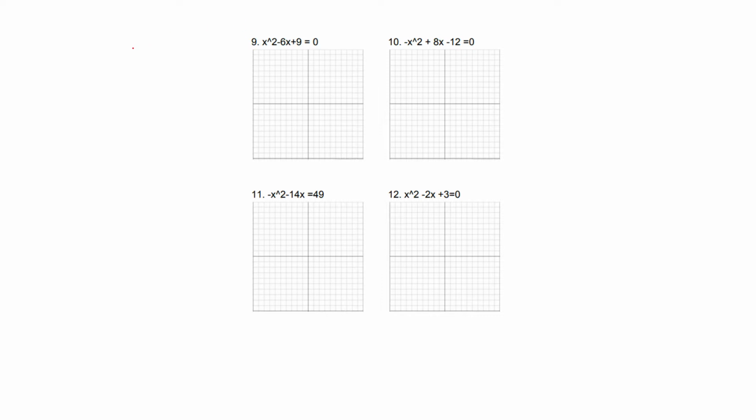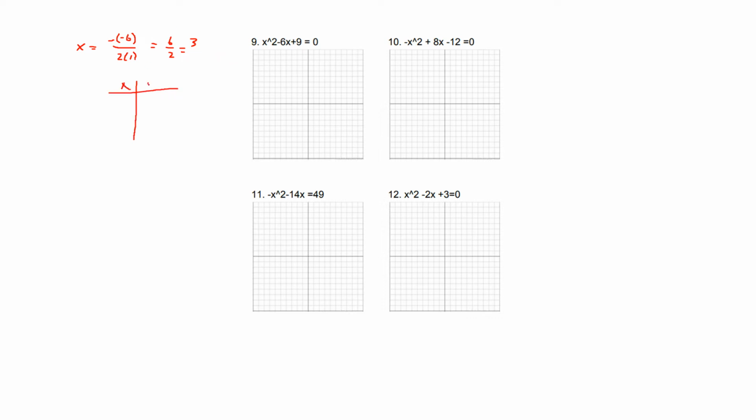Number 9, x squared minus 6x plus 9 equals 0. If we find our axis of symmetry, negative negative 6 over 2 times 1 is 6 over 2, or just 3 over 2. Or you could write this as 1.5. Or, sorry, this is just 3. Oopsies.